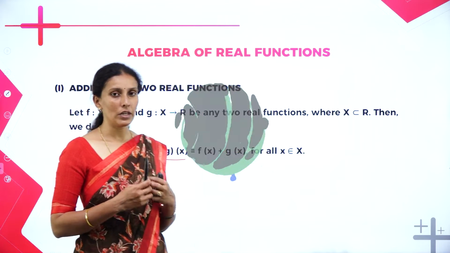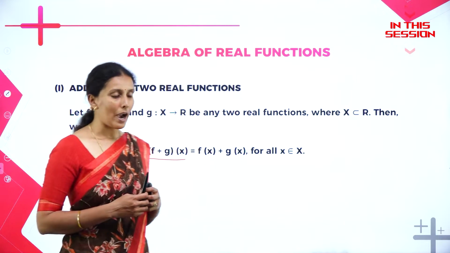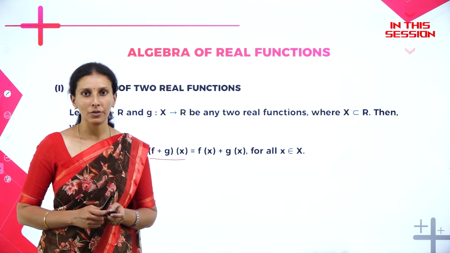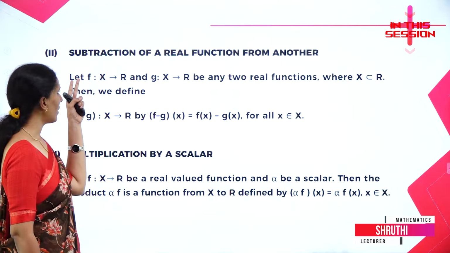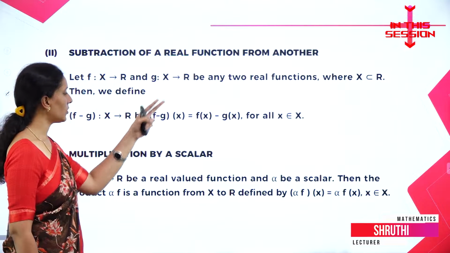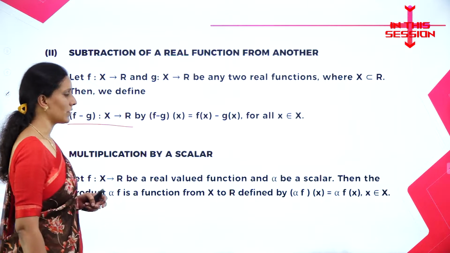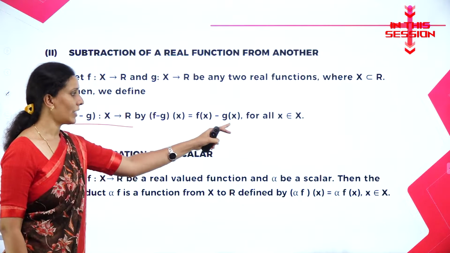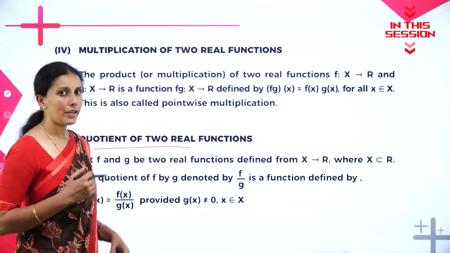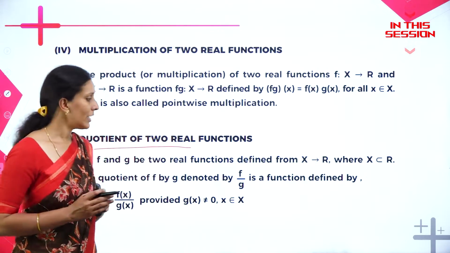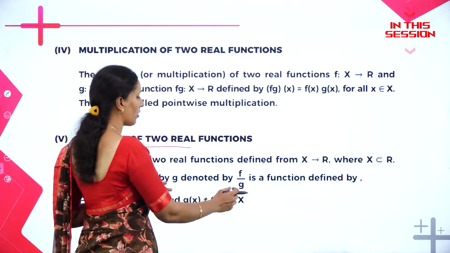Whenever any two real functions are given, add them in such a way that f of x plus g of x for all the values of x belongs to X. Whenever you have any two real functions f from X to R and g from X to R, then we define f minus g from X to R by f of x minus g of x. You can divide any two functions in the form of f of x by g of x, but the condition is the denominator cannot be equal to 0.